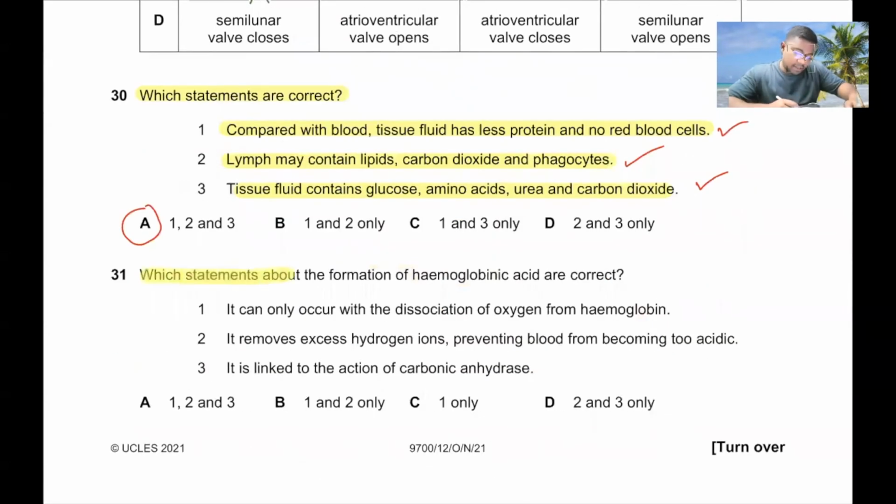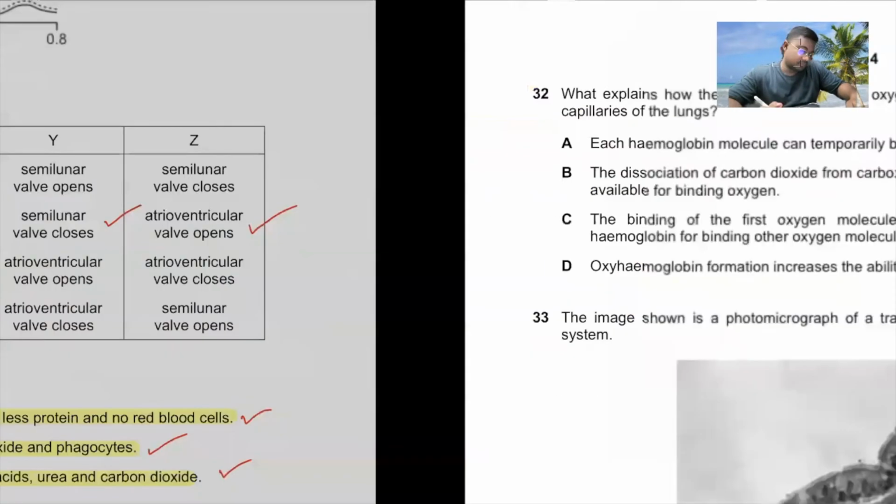Which statements about the formation of haemoglobinic acid are correct? It can only occur with the dissociation of oxygen from hemoglobin. Correct. It removes excess hydrogen ions, preventing blood from becoming too acidic. Correct. It is linked to the action of carbonic anhydrase. Also correct. So 31, option A will be the correct answer.